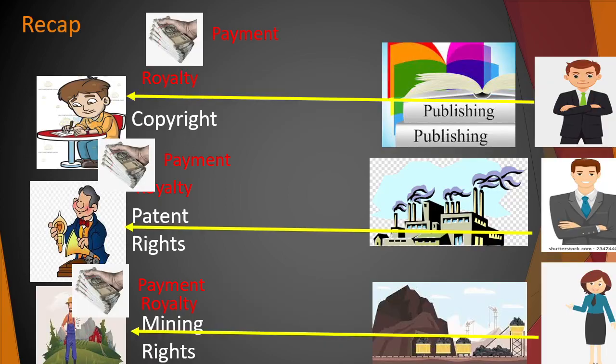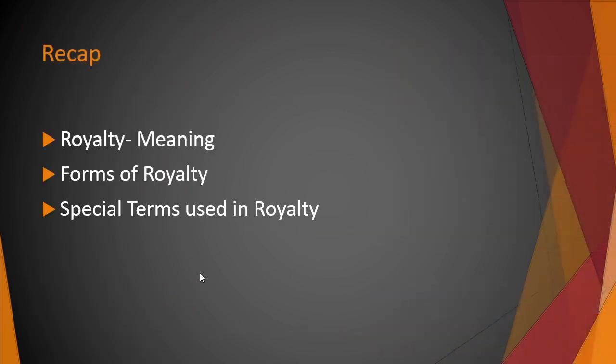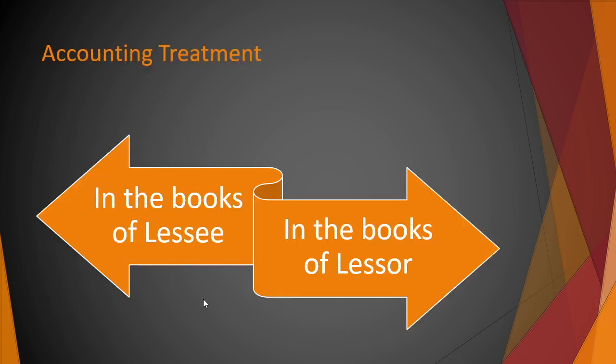So here, in the previous class we studied recording copyright royalty, patent royalty and mining royalty, and we learned regarding the lessee and lessor. The person who makes the payment is called the lessee and the person who receives the amount is called lessor. Royalty meaning, forms of royalty, special terms used in royalty, that is minimum rent, short working, and short working recoupment. We learned all these things in the previous class.